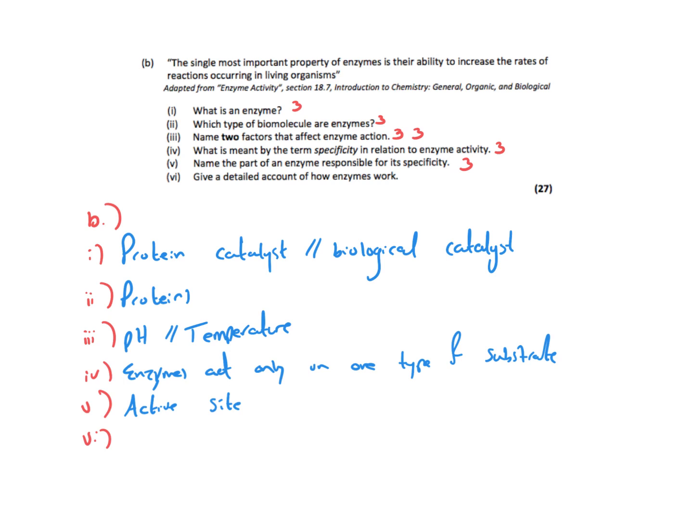So we could mention the previous point which we already made about how enzymes act on one type of substrate. We'd say that the active site changes shape. The enzyme substrate complex is formed.